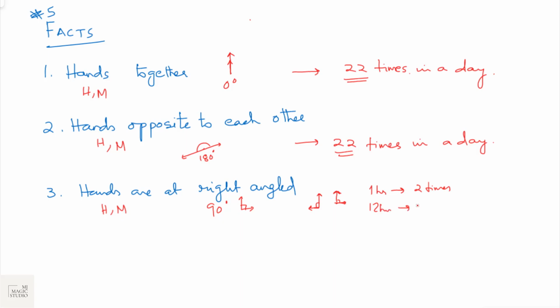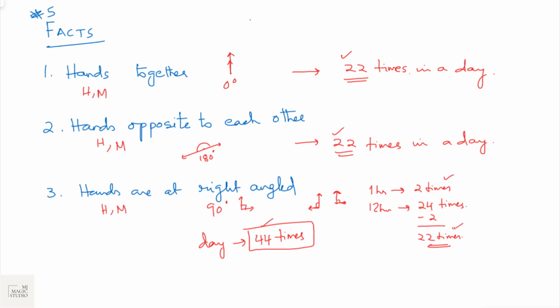So in 12 hours, they should be making 24 times 90 degrees between them. But at 3 o'clock and 9 o'clock, we are wasting 2 time zones. Actually, they are making 90 degrees only 22 times in the span of 12 hours. So in a span of a day, 44 times they would be making an angle of 90 degrees between the 2 hands. These are the basic pattern questions which are asked. If we just remember these data, we can mark easily if these types of questions are asked.